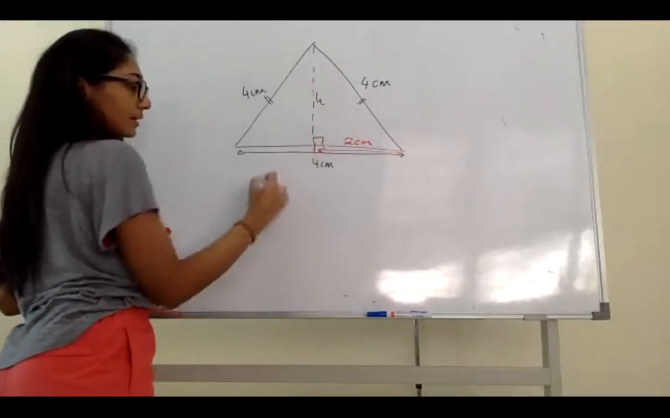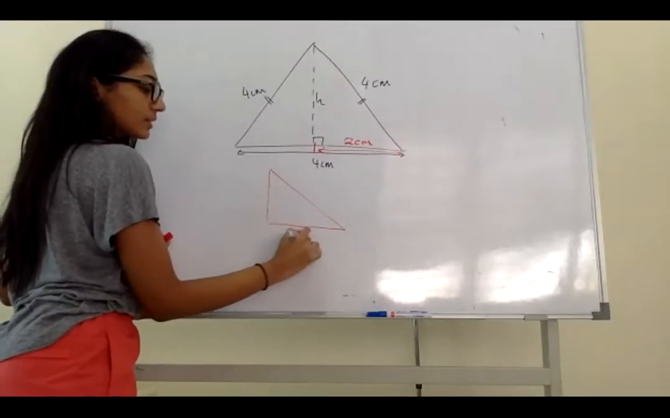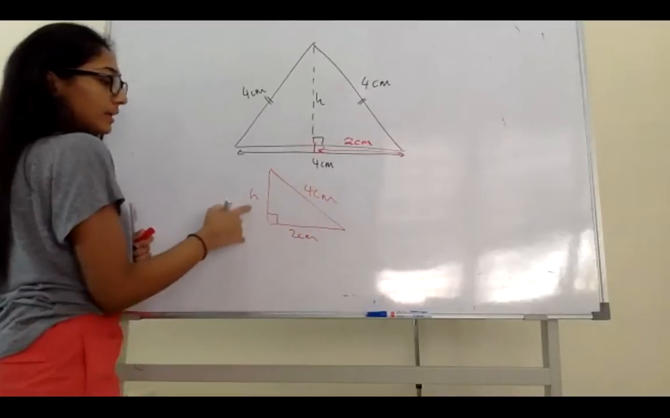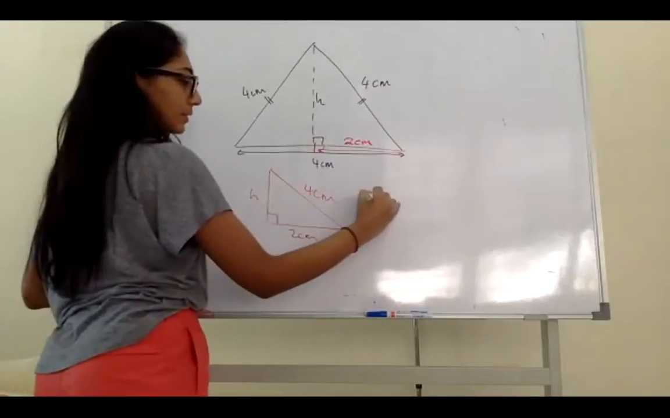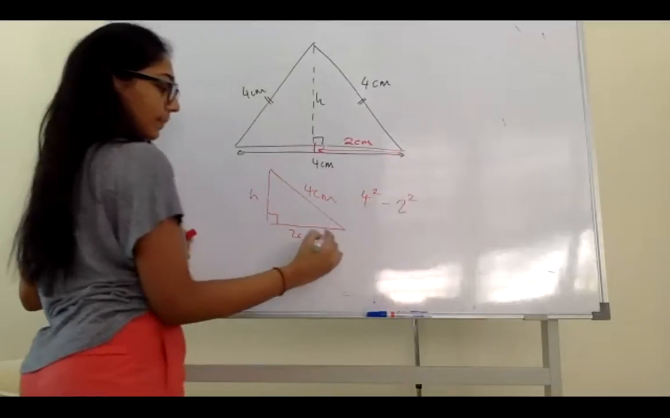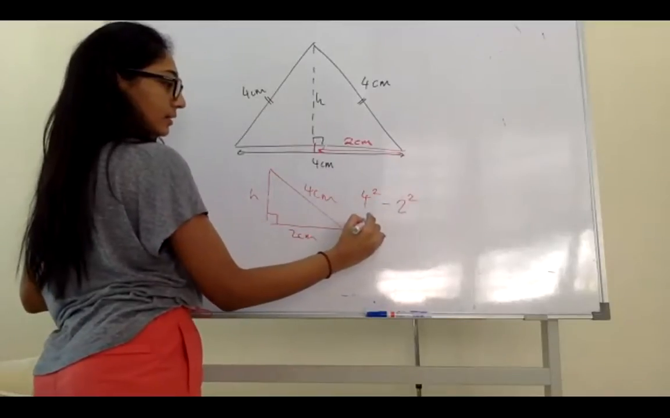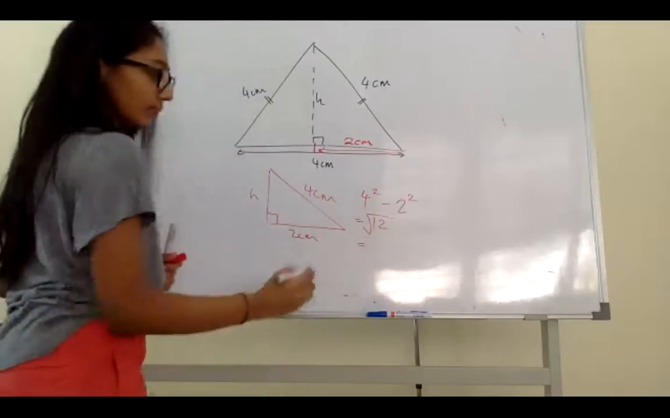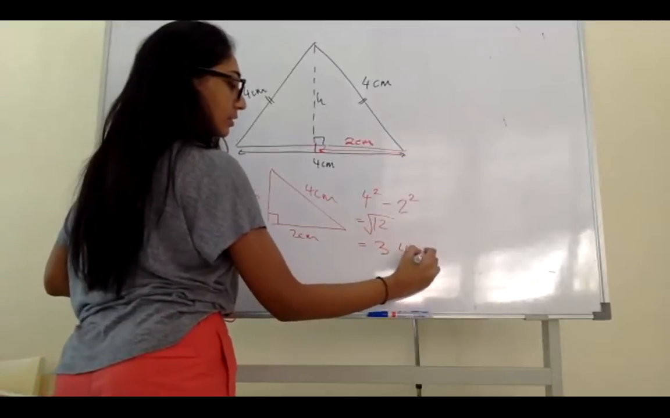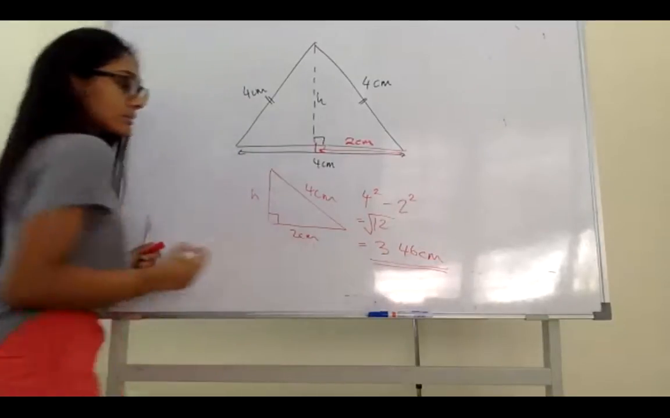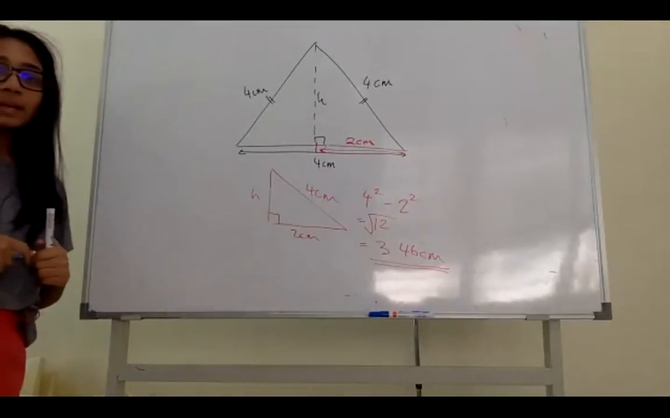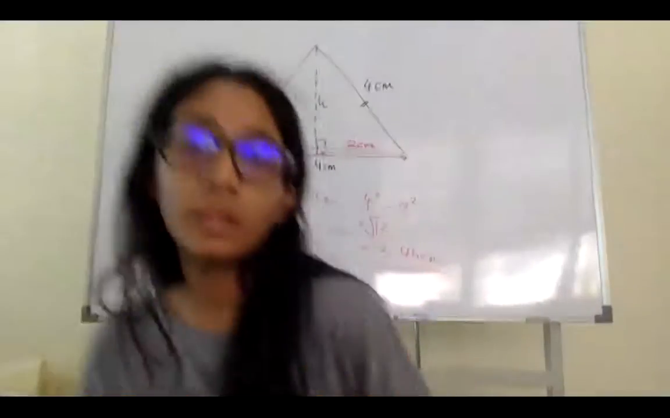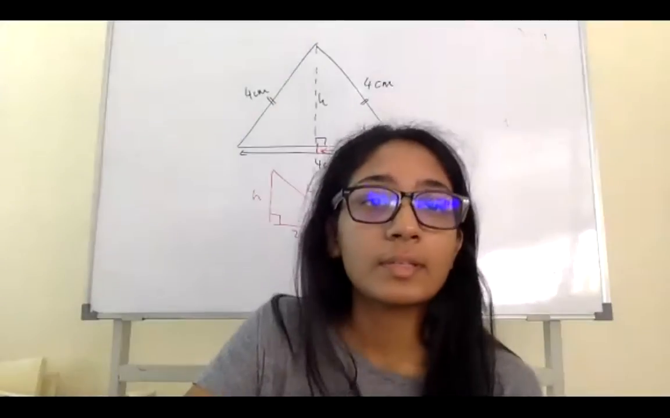If I were to draw this triangle out, I have 2 cm here, I have h here, I have 4 cm here. Find h. So using Pythagoras theorem, 4 square minus 2 square. You get 12. Root 12 is 3.46, right? Naren, can understand? Yes. Okay, so that's for this paper.